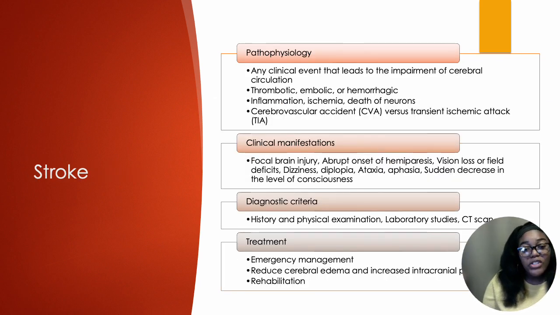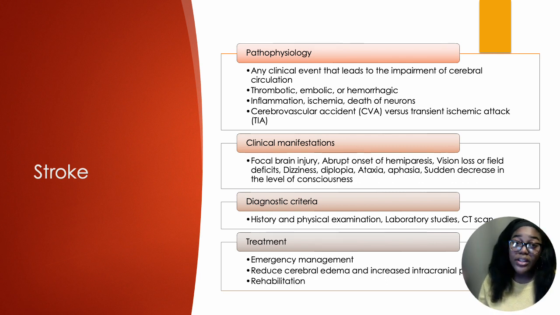So next we'll talk about a stroke, and this is any clinical event that leads to the impairment of brain circulation, also known as cerebral circulation. You can have several different types of strokes. You can have a hemorrhagic stroke, which is a bleeding on the brain. You can have an embolic stroke, which is an obstruction, or you can have a stroke that is caused by occlusion of the artery. It normally results in inflammation, ischemia, or even death of neurons.